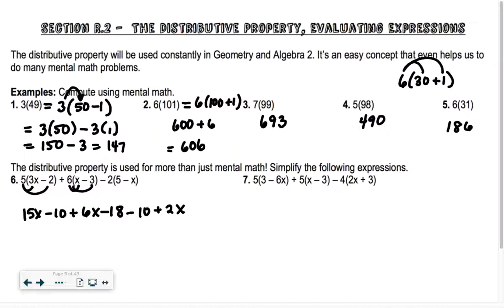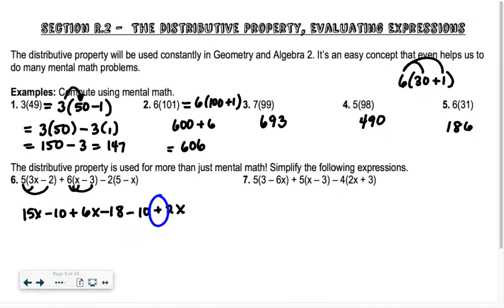Yep, so then you're going to combine your like terms. Check your first step. Do you have 15x minus 10 plus 6x minus 18 minus 10 plus 2x? The mistake that many people probably made, so it's okay if you want to raise your hand and admit it: did anybody not have a plus there at the very end and instead had a minus? That's the biggest mistake that I see.